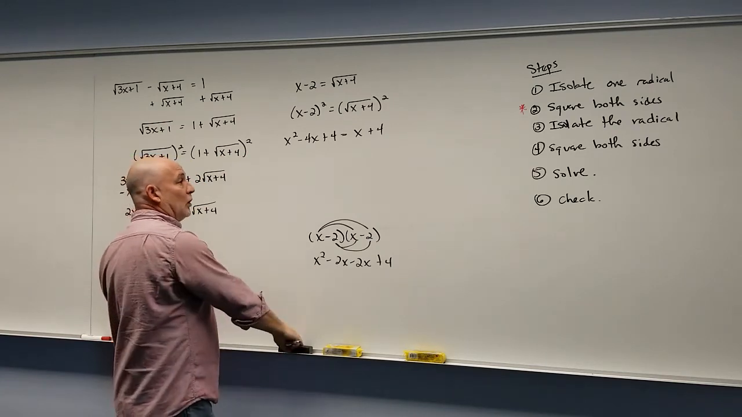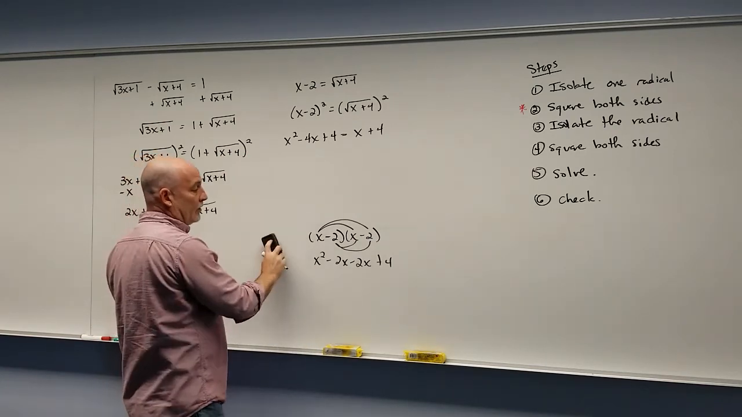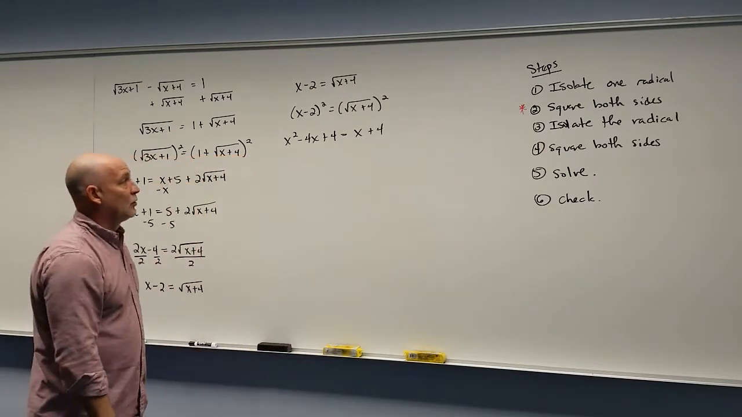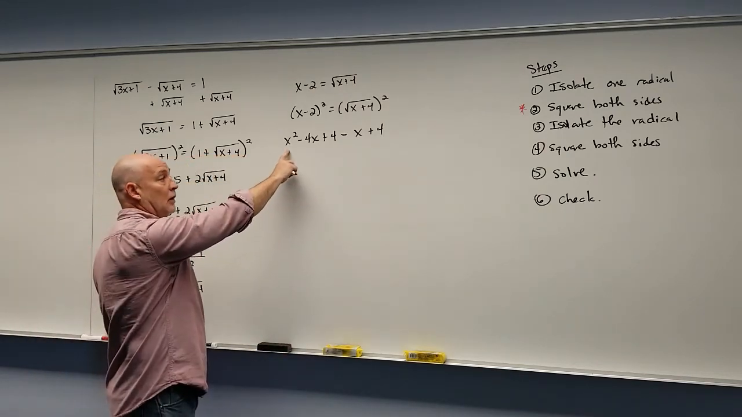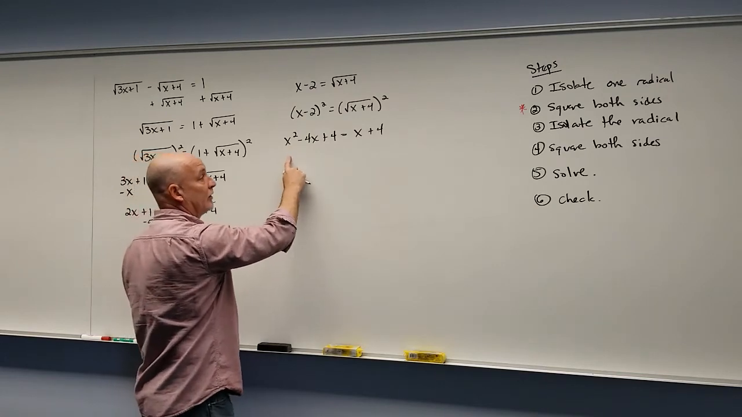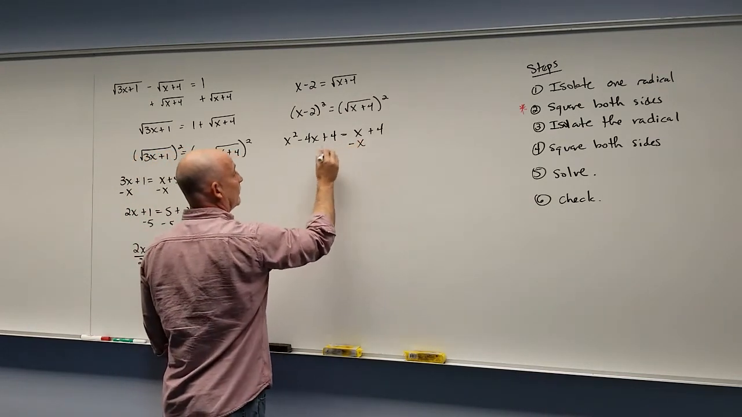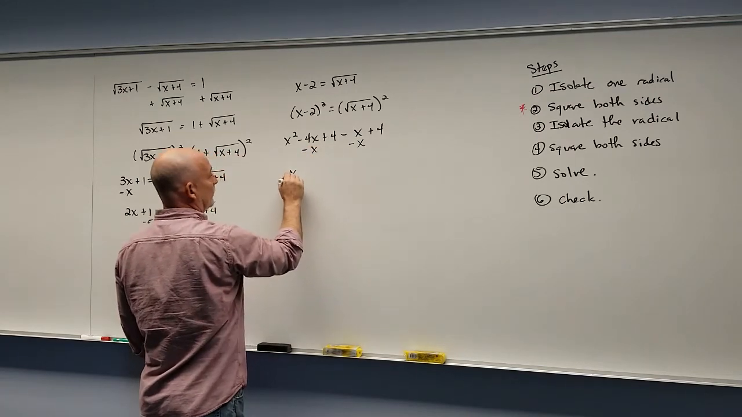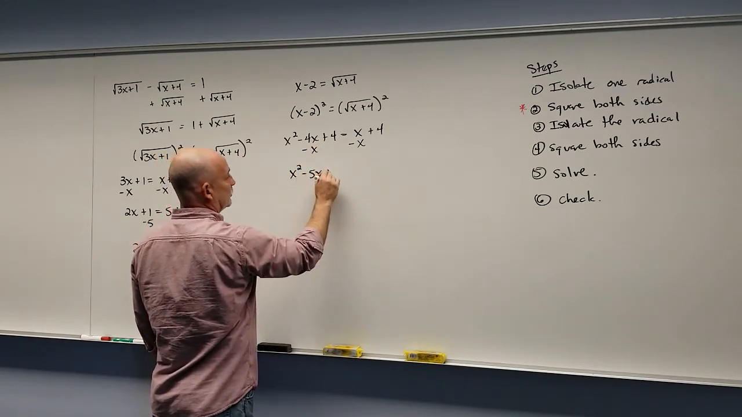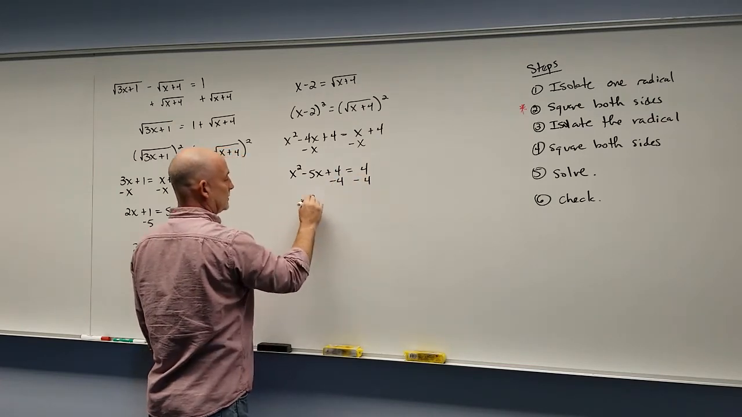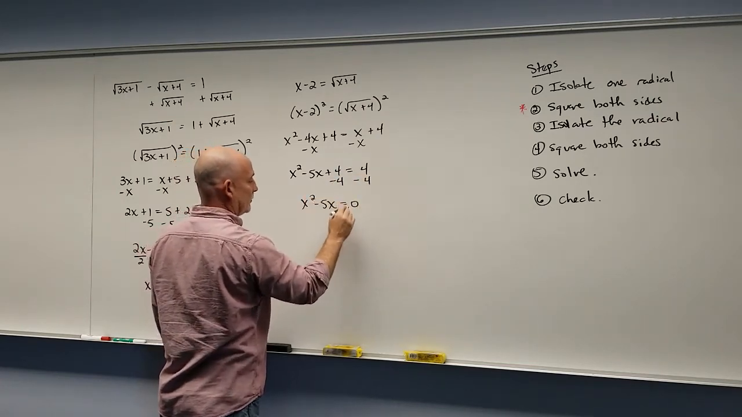All right, so step 5 now, since we got rid of all of our radicals, this is no longer a radical problem. This is a polynomial equation, or quadratic, if you want to think about that. So what we need to do is move everything to one side and try to factor. So I'll do this in a couple of steps. So we get x squared minus 5x plus 4 is equal to 4. So x squared minus 5x is equal to 0.